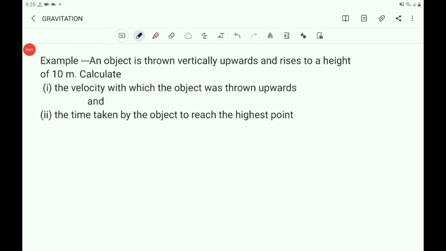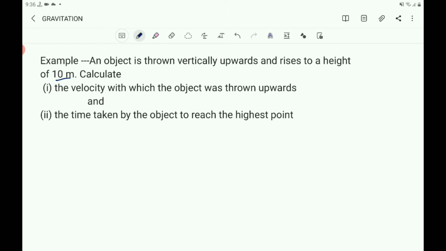Now you take the next question. Next example. An object is thrown vertically upwards and rises to a height of 10 meter. Calculate the first one, the velocity with which the object was thrown upward, and the second, the time taken by the object to reach the highest point.